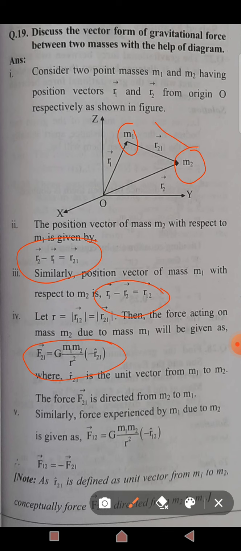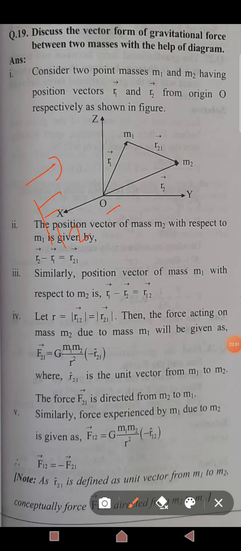Now, in vector format, F21 is equal to G m1 m2 upon r square times minus r21 (unit vector). So the force is acting on the second particle due to the first. Similarly, F12 is equal to G m1 m2 upon r square times the unit vector from r1 to r2. Based on that, what is our conclusion? The force acting on the first due to the second, or on the second due to the first, are equal in magnitude but opposite in direction. That is, vector F12 is equal to minus vector F21.